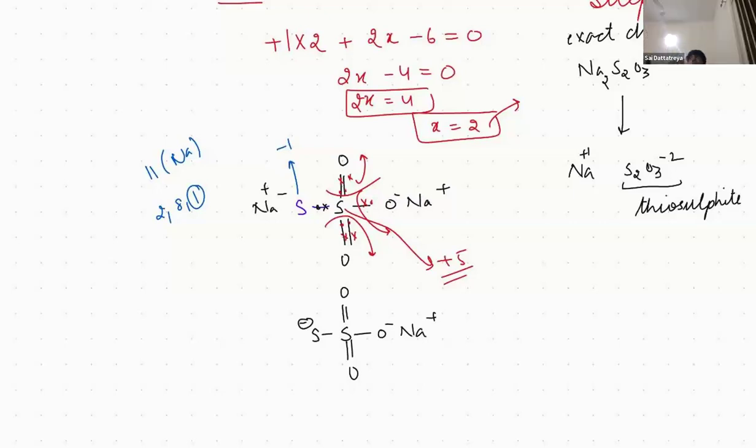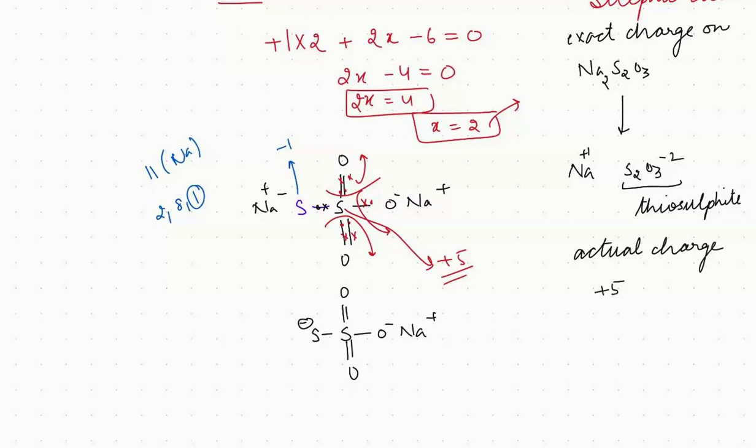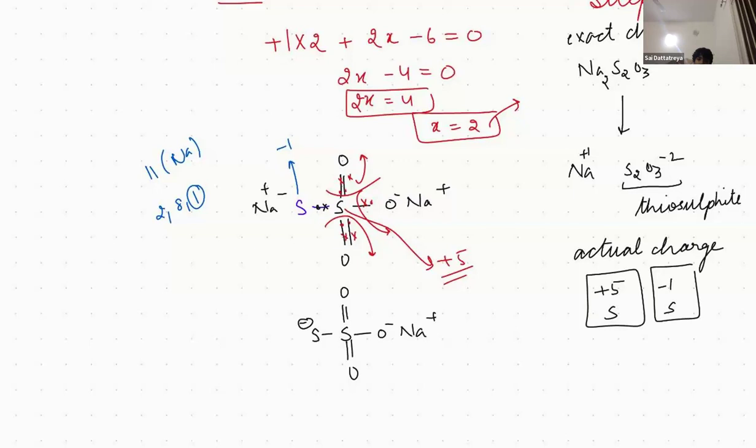Yes. So you have to understand the actual charges in S2O3. The actual charges would be +5 on one sulfur and -1 on the other sulfur. So the 2 sulfur atoms carry this kind of charge. Yes or no? Right?